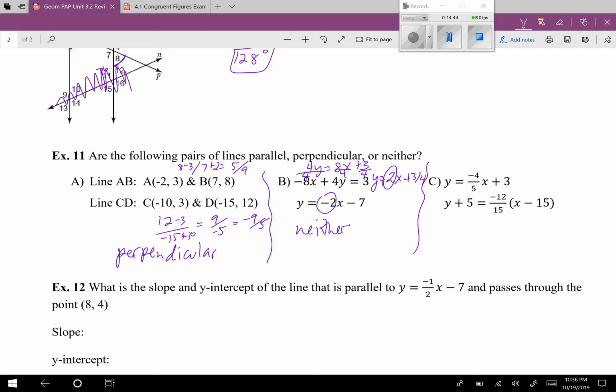Okay, and then the last one. We look at our slopes here. We have negative 4/5, and then on this one, your slope is right outside those parentheses, negative 12/15. Well, you got to reduce that. Negative 12 over 15, those can both be divided by 3, so you end up with negative 4/5, which is the same, so the two lines are actually parallel.